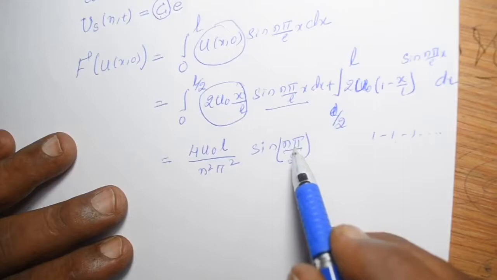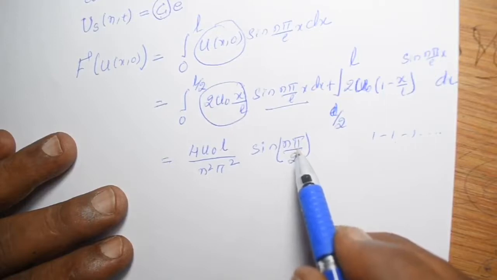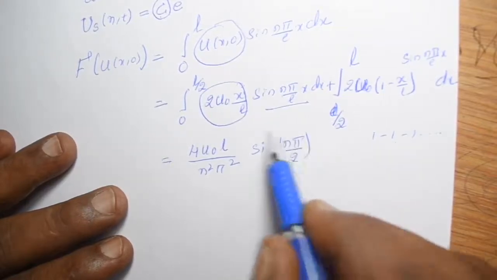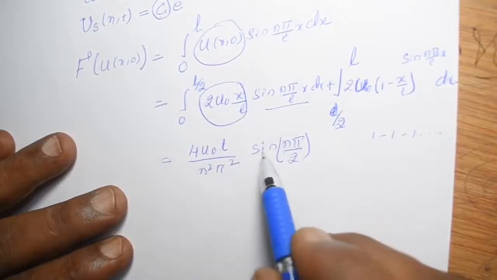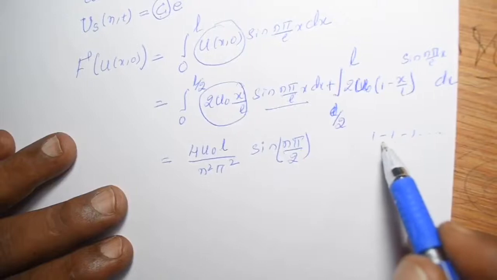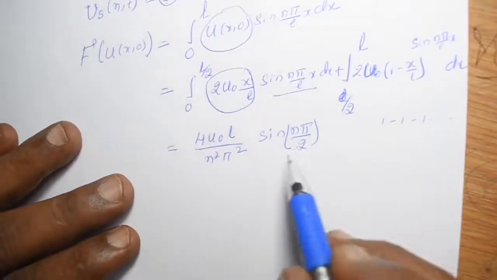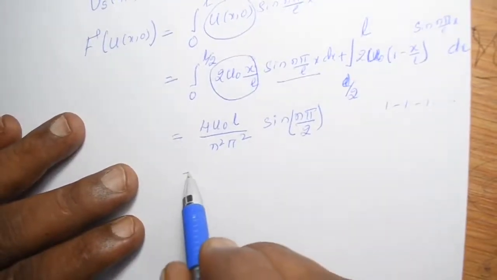Sin 2 pi value is 0. Similarly, sin 3 pi, 4 pi, 5 pi, 6 pi, for all those values, the value becomes 0. Means when n is even, the total value becomes 0, and when n is odd, there will be minus 1 or plus 1.